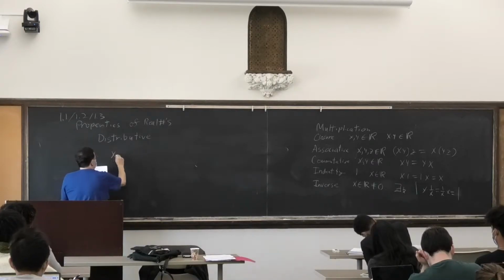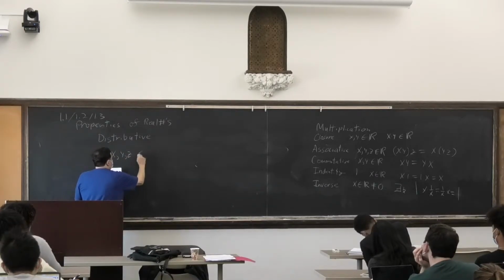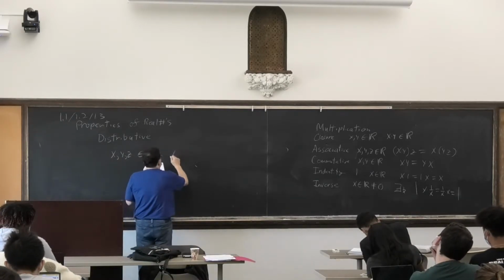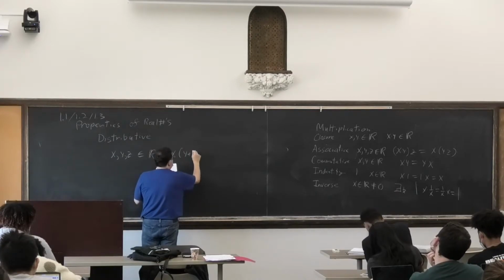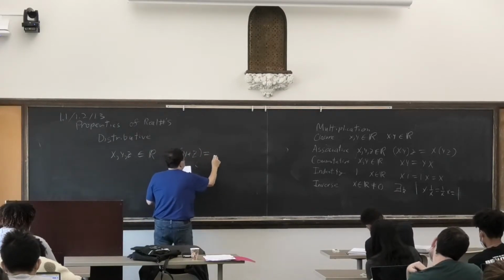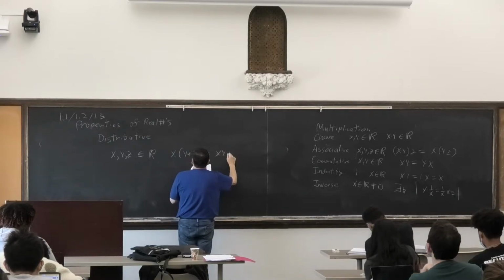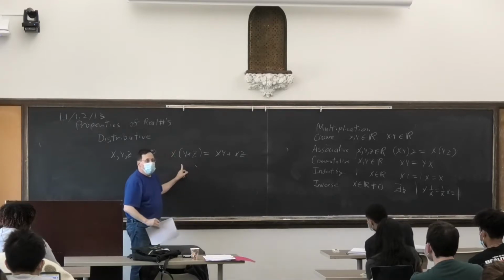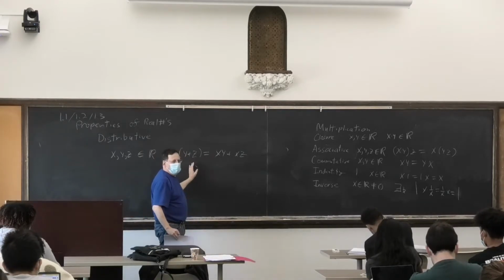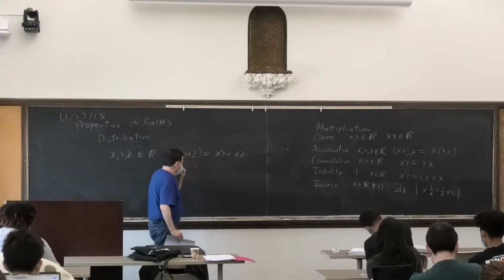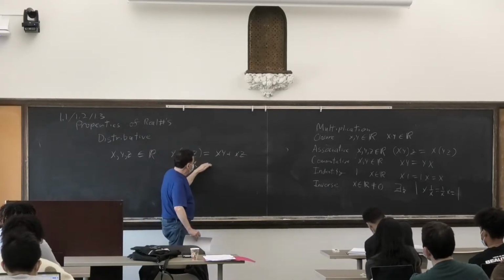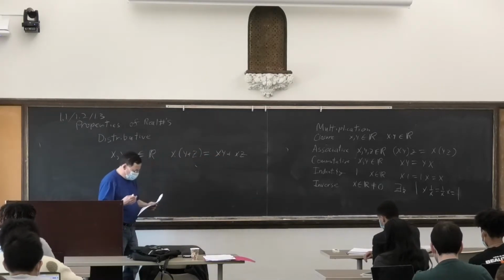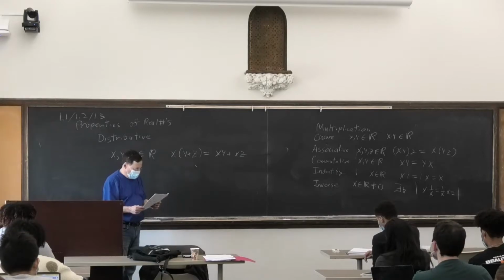It says if x and y and z are members of the reals, then x times (y plus z) is equal to xy plus xz. You can go either way. When you're going this way, we talk about factoring out an x. When we go in this direction, we talk about distributing the x. Very important for the kind of stuff we do.